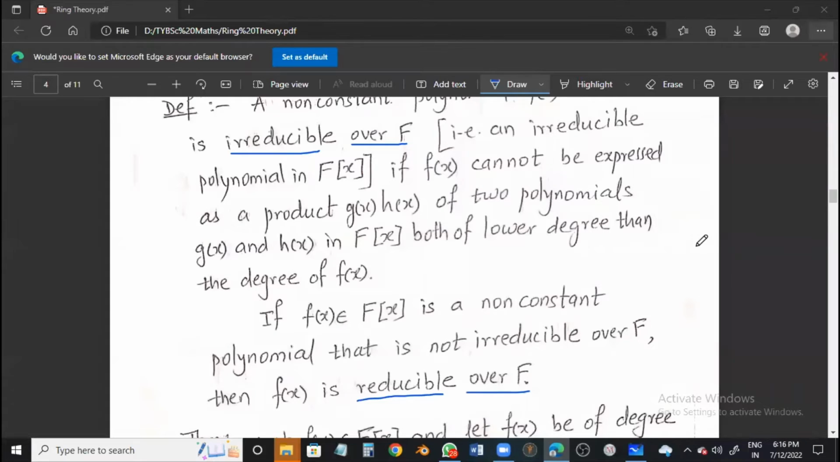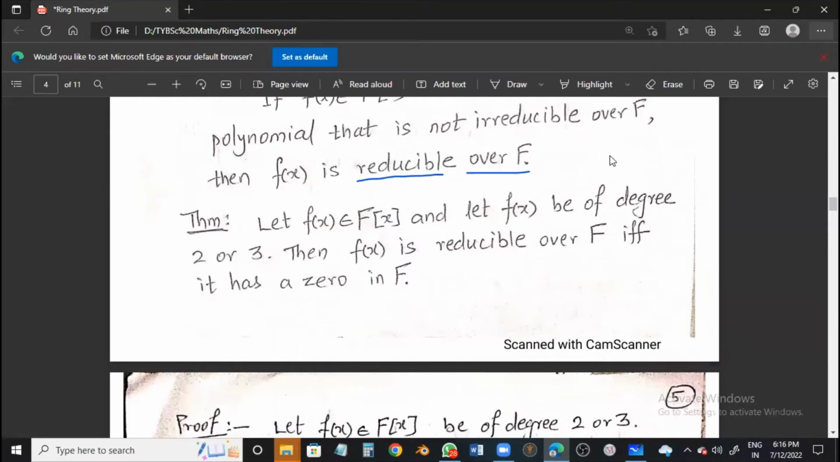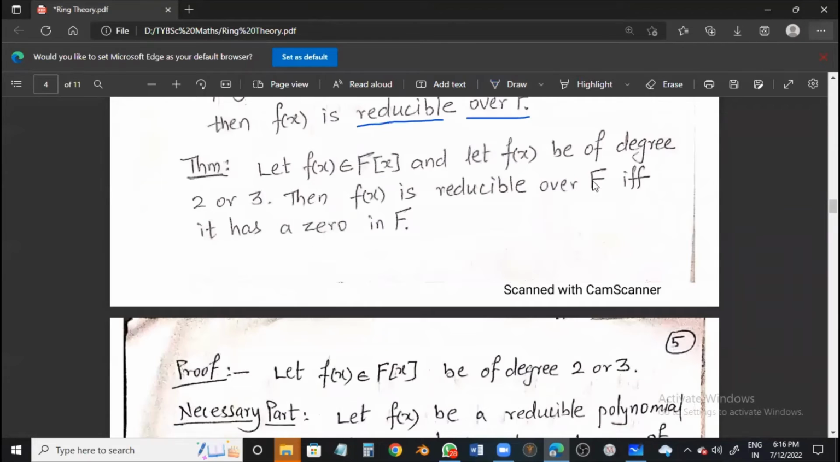So the concept of irreducible over F is now known to you. We have a few questions on this. Let us first deal with the theorem that will make it easy for us to decide. So this is a theorem. Let f(x) belong to F[x] and f(x) be of degree either 2 or 3. Then f(x) is reducible over F if and only if it has a 0 in F.